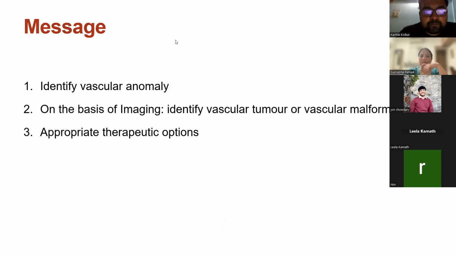So to sum it up, in a case of any localized swelling, first identify whether it's a vascular or non-vascular anomaly, and if it's a vascular anomaly, on the basis of imaging, identify whether it's a tumor or a malformation. As per the underlying condition, we have to utilize the appropriate therapeutic option, whether it's pharmacotherapy, embolization, sclerotherapy or resection. So accordingly, a multidisciplinary approach for a case has to be taken up.